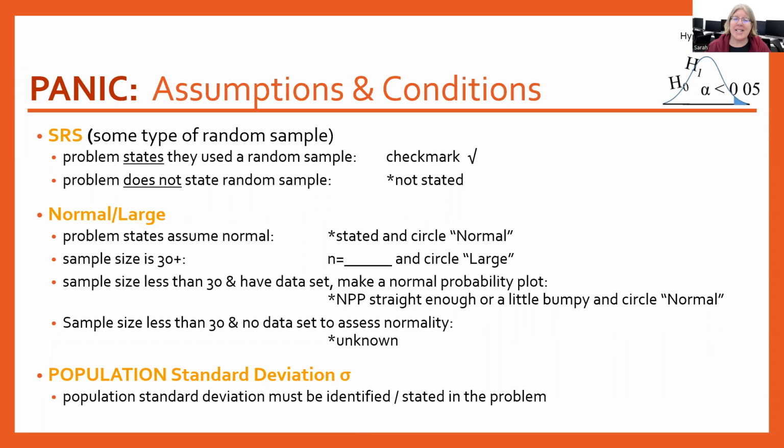If your sample size is less than 30 and you have a data set, you should make the normal probability plot. So do that, and as long as it's straight enough, or maybe a little bumpy might be okay, depending on the size, you can circle the word normal and put a little star that says NPP. If your sample size is less than 30 and you don't have a data set and you have no reason to assume this is normal, you need to put a star down and say that this is unknown, and that would definitely be something that would be concerning in terms of looking at your conclusions. And then the last one is that population standard deviation sigma, and that has to be given to you in the context of the problem.